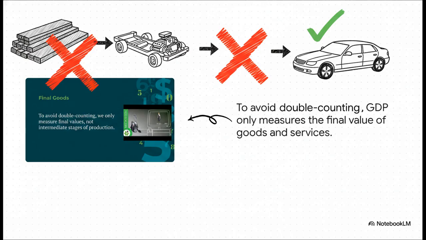This right here is why that word final matters so much. We have to avoid a major statistical trap called double counting. Think about it. If we counted the value of the steel that goes into a car, and then we also counted the full value of the finished car, we'd be counting the steel twice. To prevent that, GDP only counts the final product, in this case, the car that's sold to the consumer. The value of all the intermediate parts, like the steel, is already captured in that final price.